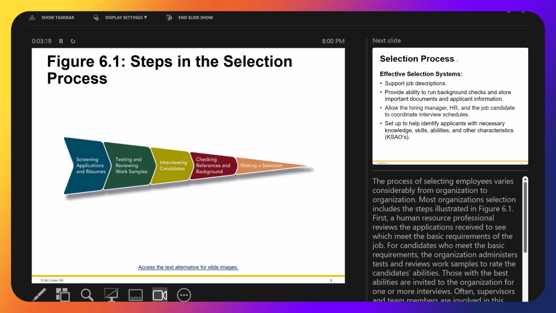Then the candidates get interviewed. When they get interviewed, you have to figure out what type of process. A lot of times they'll have multiple interviews, but this will be the first one. Then check your references and background, and once they clear that, make a selection. So this is really describing a traditional government hiring process.